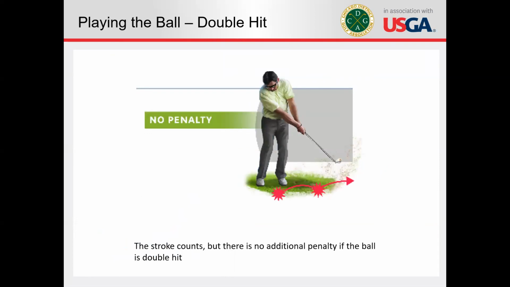And playing a ball that's double hit, there is no penalty. The stroke counts, no penalty, and you would play it from its new location. So no additional penalty if in one stroke you hit the ball twice or more. Play it from its new location.